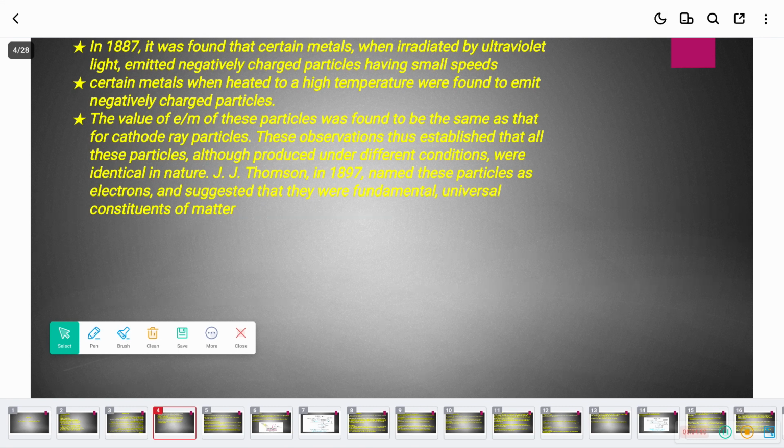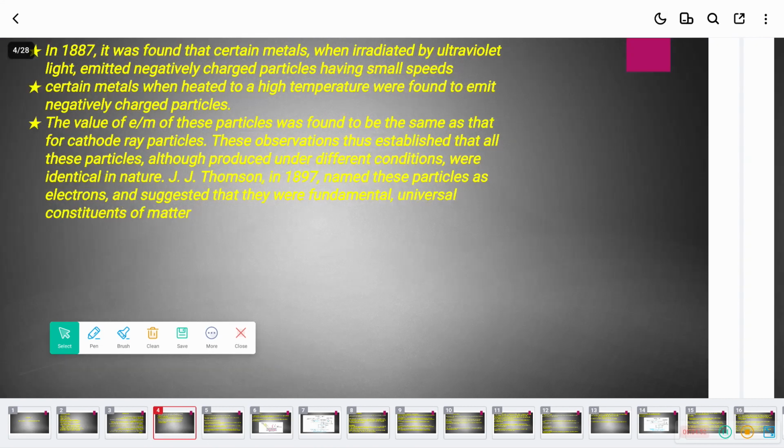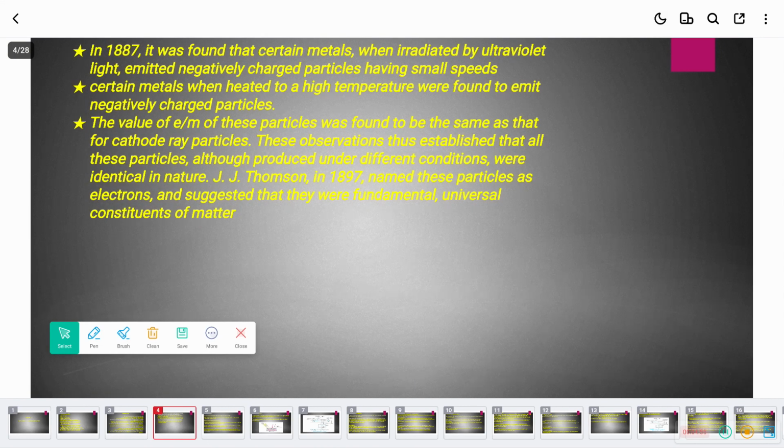We'll see this one. Now see, electron charge and its mass: the electron charge to mass ratio of this particle is basically called specific charge, or charge to mass ratio, e by m. J.J. Thomson in 1897 named these particles as electrons. When light falls on a metal, a negative charge particle comes out. That negative charge particle, what do you call it? Electrons. J.J. Thomson named this.